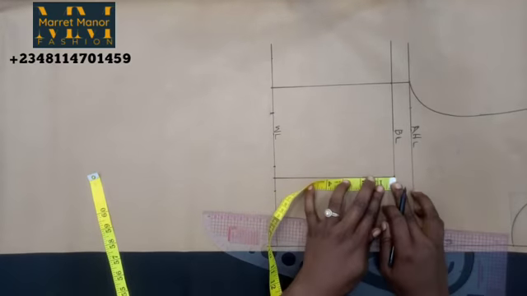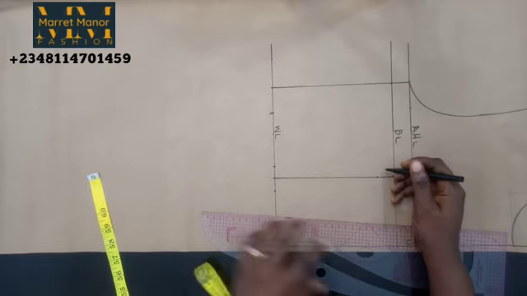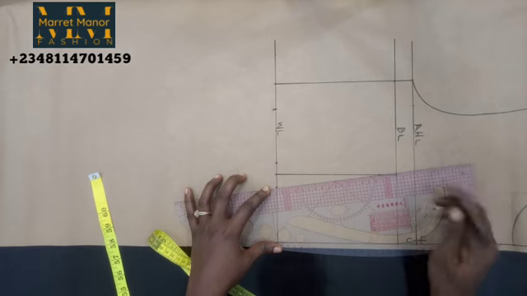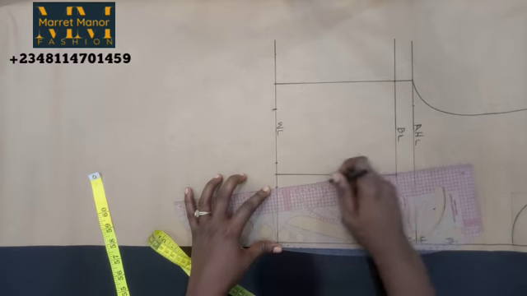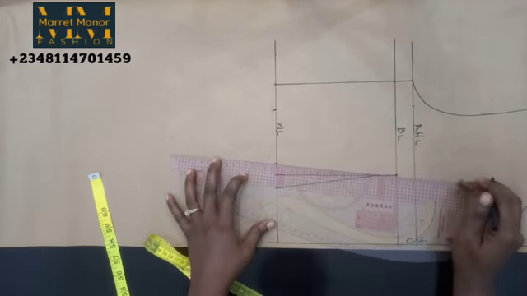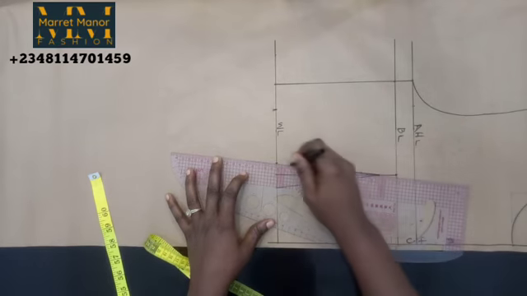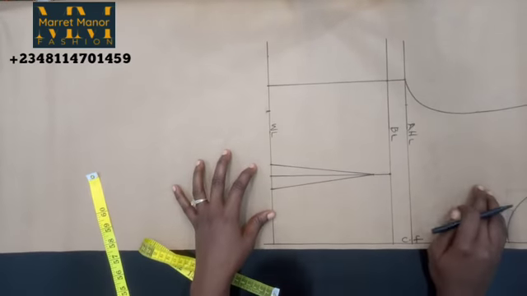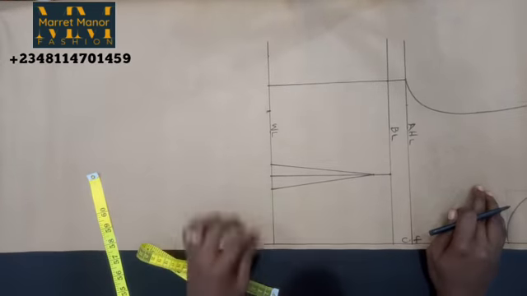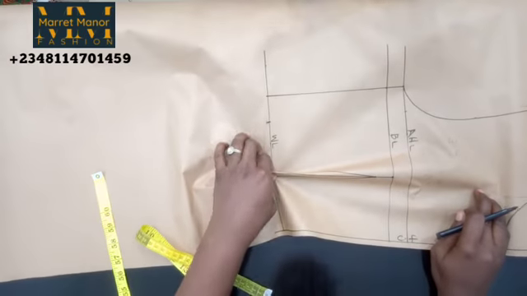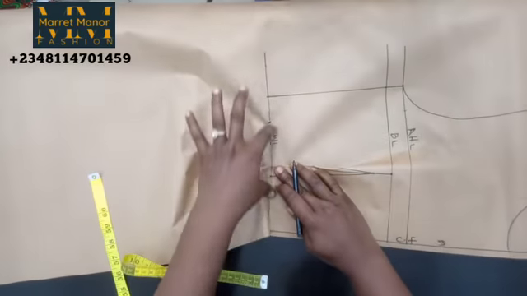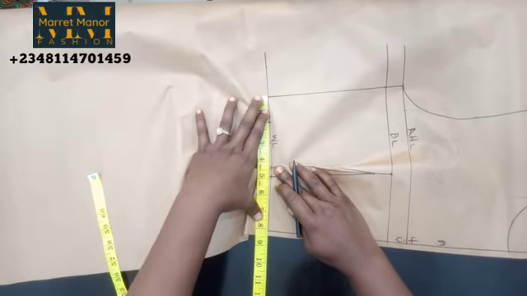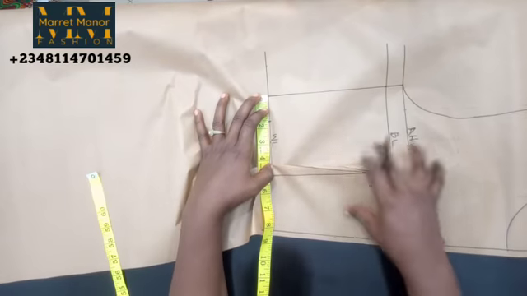I'll come down by 1 inch for me, and we're going to create a connecting line to find our dart legs. So you connect from this 1 inch you came down to this point. Then from here also, you connect to the left point. So we have succeeded in creating our dart. At the end of the day, we're going to take this in. By the time you take this in and do your measurements, you'll find out that you have the actual waist measurement.